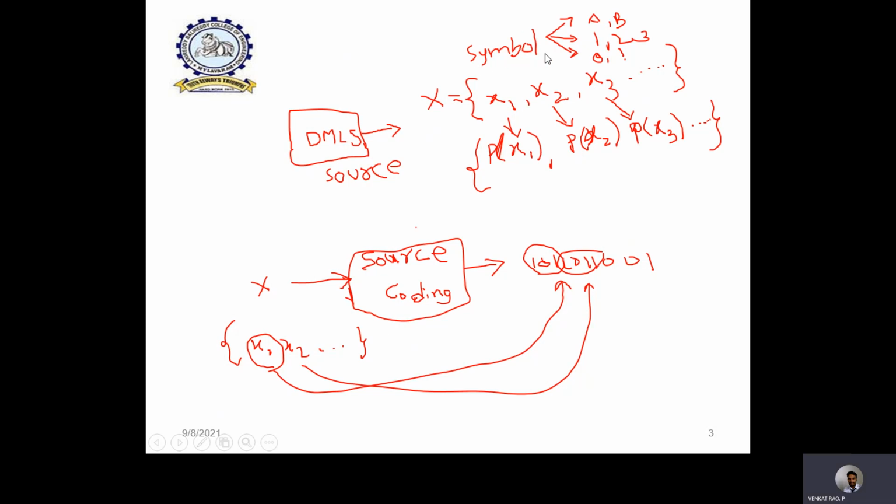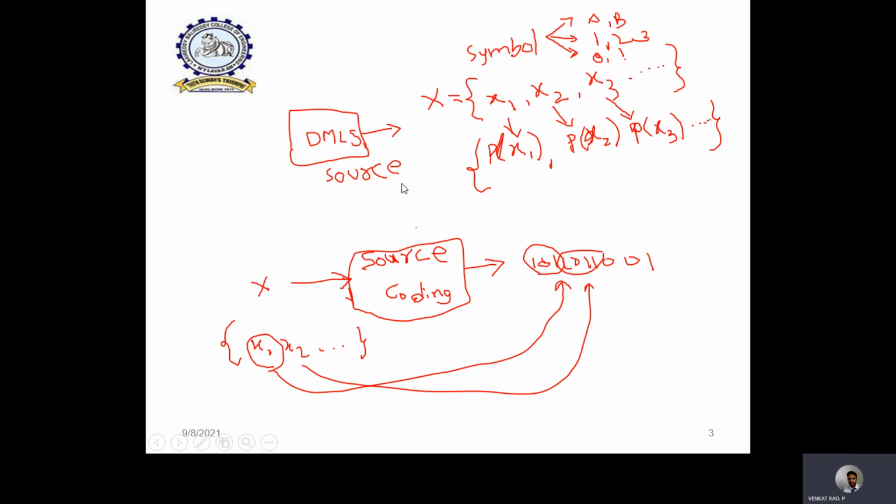So as you know, symbols can be letters, numbers, special characters, etc. Let us assume those symbols as x1, x2, x3 and so on, and the probabilities of those symbols as p of x1, p of x2, p of x3 and so on. Okay, so this is the data we require in order to implement any source coding technique.